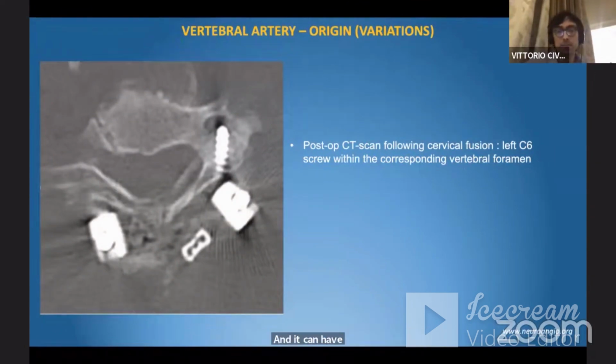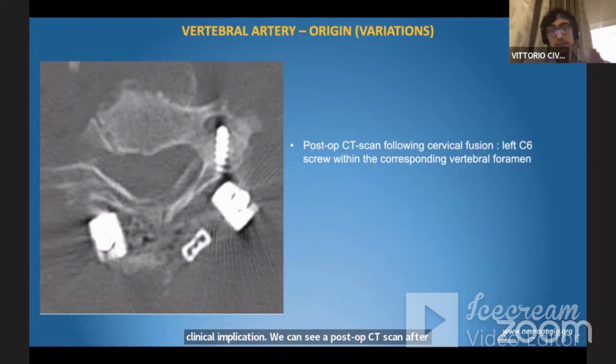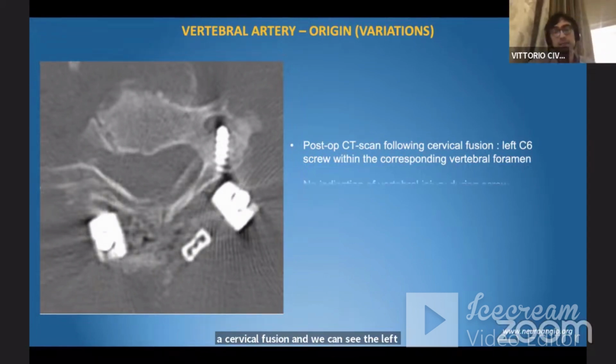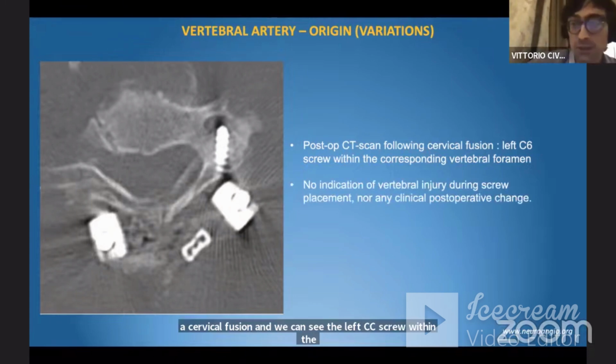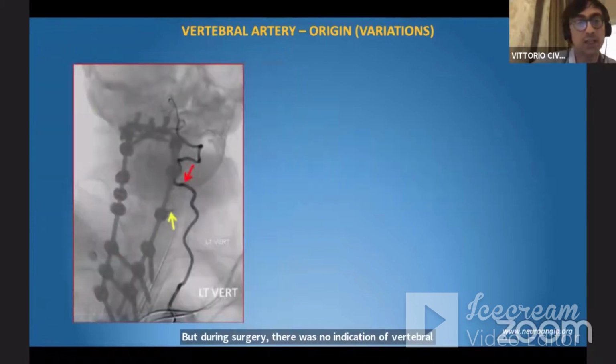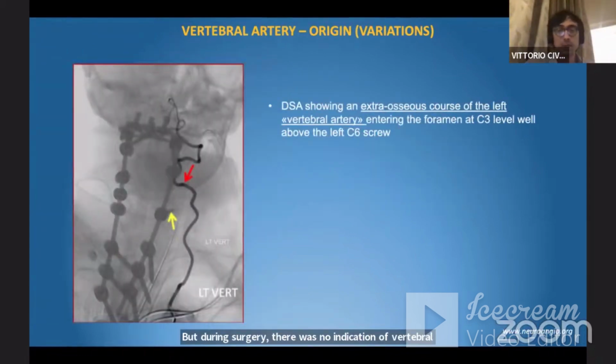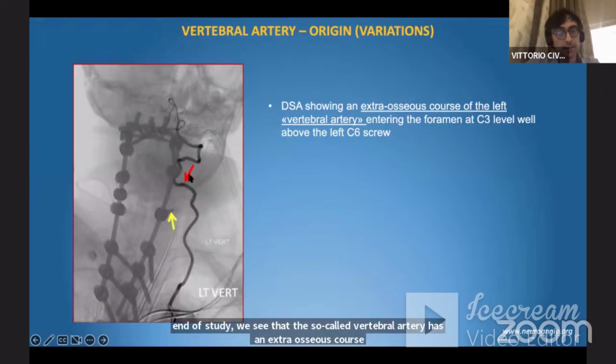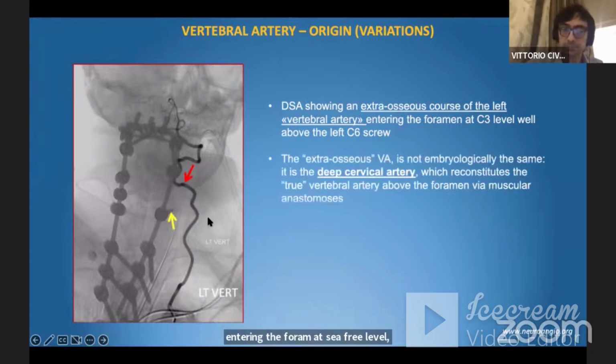We can see a post-op CT scan after a cervical fusion, and we can see the left C1-C2 screw within the vertebral foramen. But during surgery, there was no indication of vertebral injury or any postoperative change. And when we see the angio study, we see that the so-called vertebral artery has an extraosseous course entering the foramen at C3 level. At this level, very far above from the C1-C2 screw.